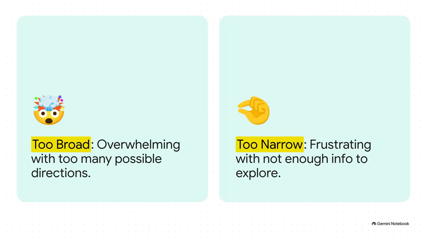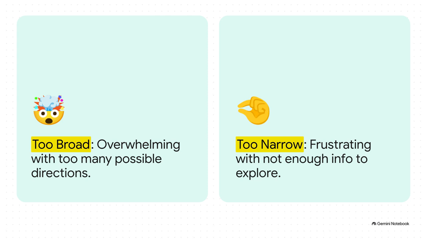And this brings us to what I like to call the Goldilocks problem of research. On one extreme, you've got a topic that is just way too broad. It covers a massive category, goes in a million different directions, and leaves you feeling totally overwhelmed. It's like being dropped in the middle of a giant forest without a map.